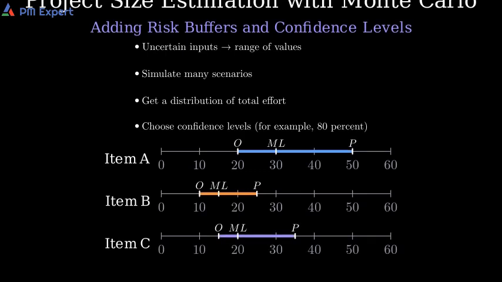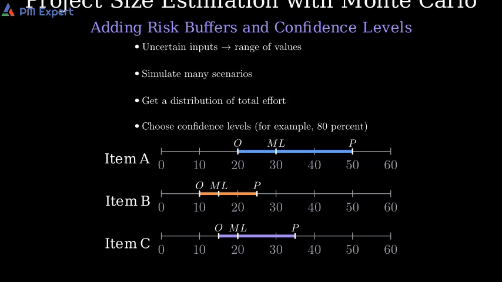Let's visualize 3 backlog items with ranges. We'll use triangular ranges: optimistic, most likely, and pessimistic. Item A, 20, 30, and 50 story points. Item B, 10, 15, and 25. Item C, 15, 20, and 35.